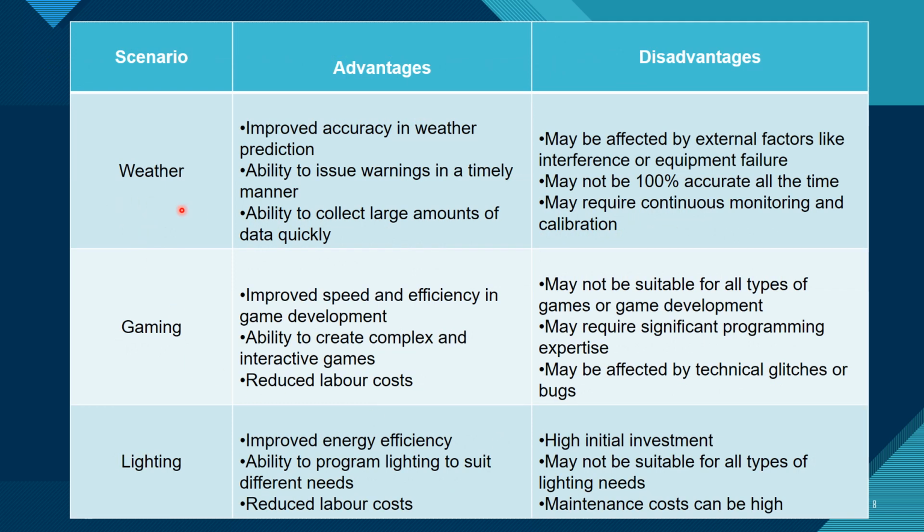Then in weather, in gaming, in lighting. In weather we have different advantages like improved accuracy in weather prediction, ability to issue warnings in a timely manner, and ability to collect large amounts of data quickly. Disadvantages: may be affected by external factors like interference and equipment failure, may not be 100% accurate all the time, and may require continuous monitoring and calibration.